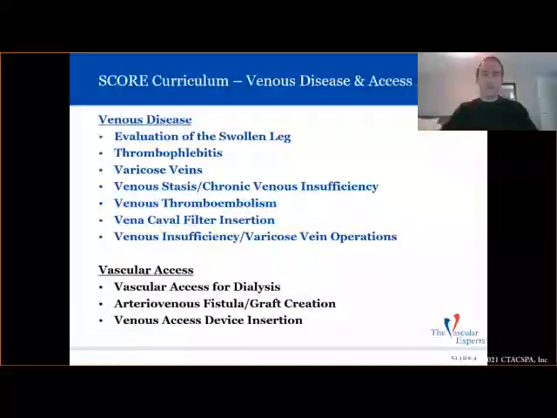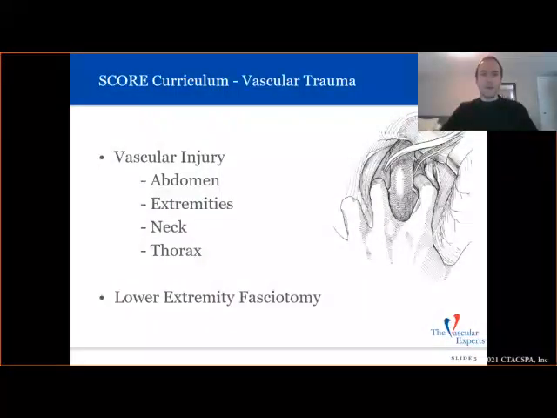And then there's venous disease. Apparently, they ask about varicose vein stuff sometimes and May-Thurner syndrome, so we can mention that. And then vascular access for dialysis. And then I noticed that in the trauma section, they have a fair amount of vascular as well in terms of abdomen, extremities, neck, and thorax. And they mentioned fasciotomy, so we can touch on that.